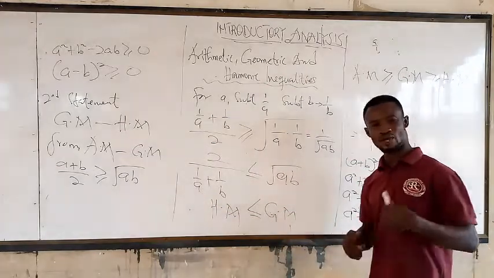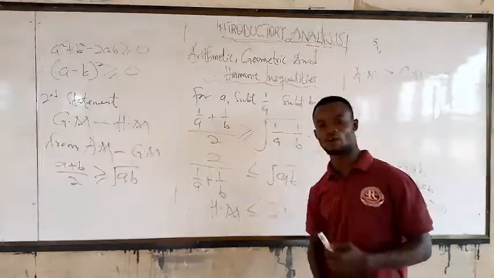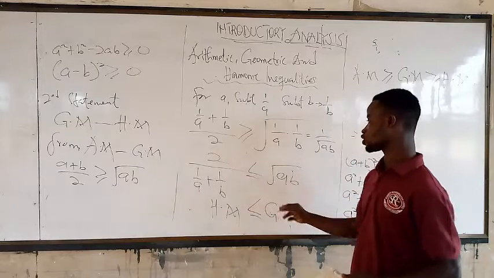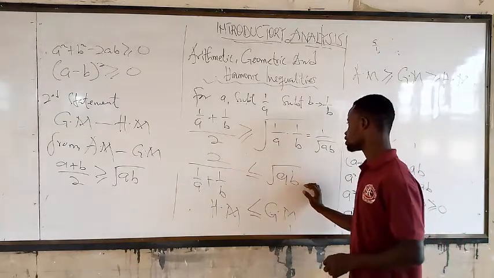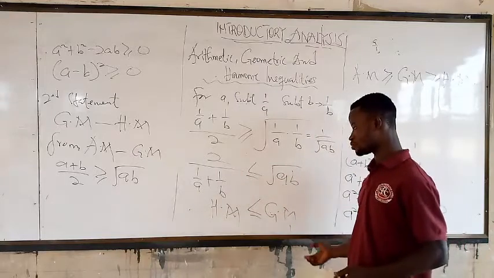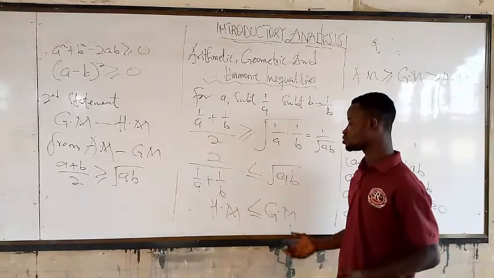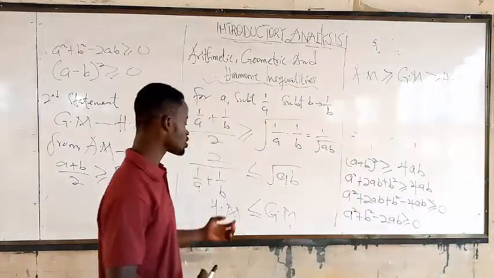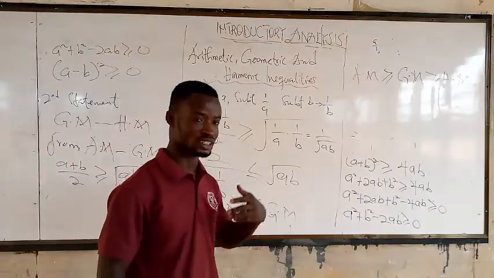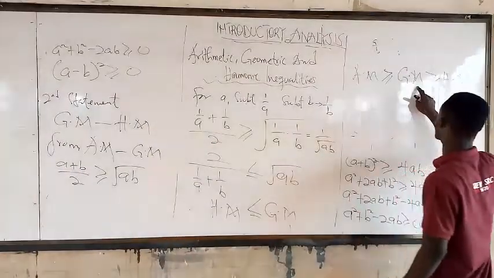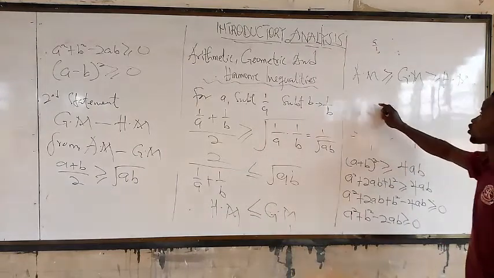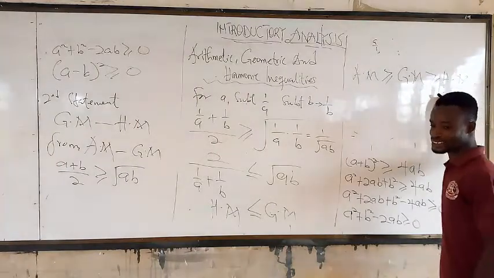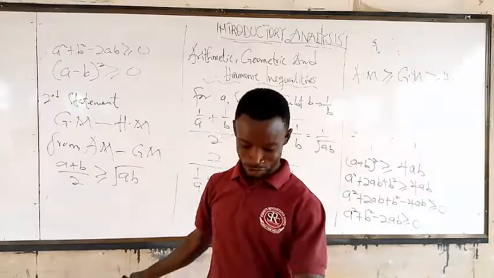Very good. And when such happens, you have to change the sign. So you change the sign to less than or equal to. And the reciprocal of this will be the square root of ab. So simply, we have seen that the harmonic mean is less than or equal to the geometric mean. That means the geometric mean is also greater than or equal to the harmonic mean. And if the geometric mean is greater than or equal to the harmonic mean, therefore the arithmetic mean too is greater than or equal to the harmonic mean. Thank you.